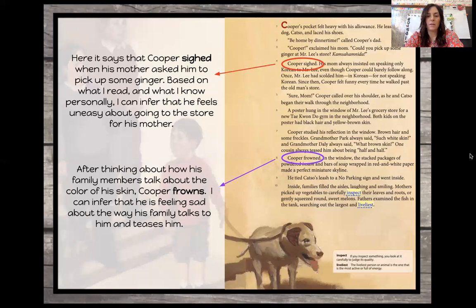Okay, so now I've come to the end of this page, and you can also use inferences to make predictions. Based on what I read and the inferences I made, Cooper's not really feeling so great. He's not really happy about going to the store. He's kind of feeling a little bit self-conscious about himself. And then when he goes into the store, he sees all of these families smiling and laughing. So I'm going to use my inferencing skills to predict that something's going to happen in the store, and this is going to be where Cooper learns his lesson. Hopefully we will be able to keep reading and confirm that prediction today.